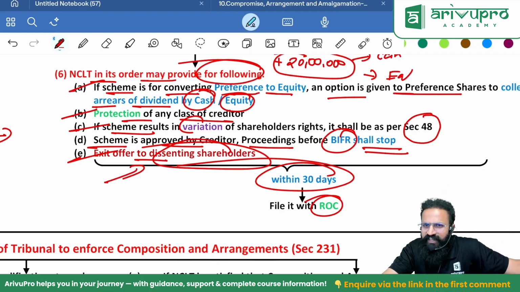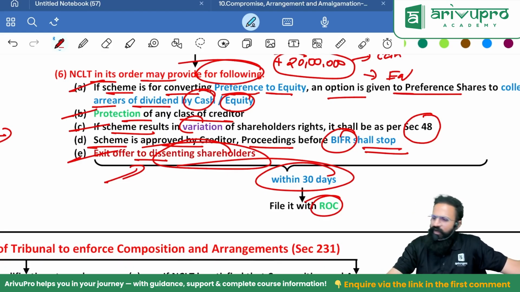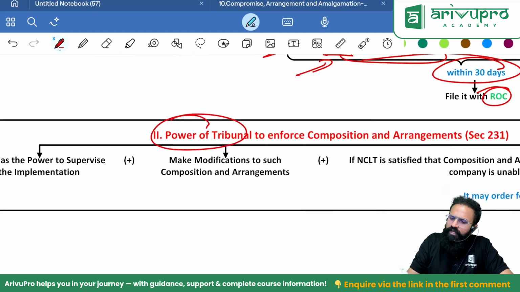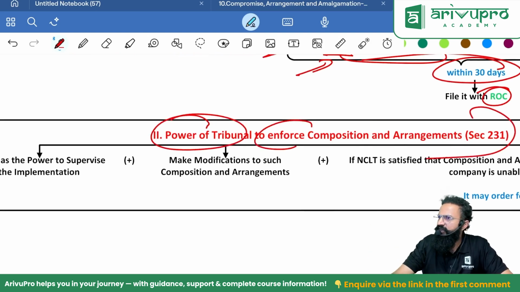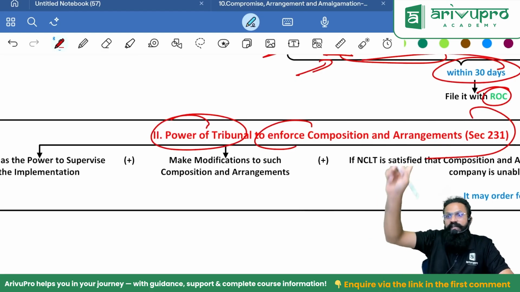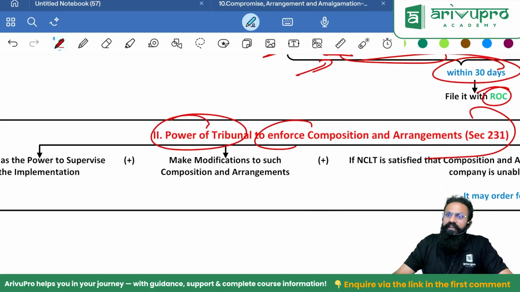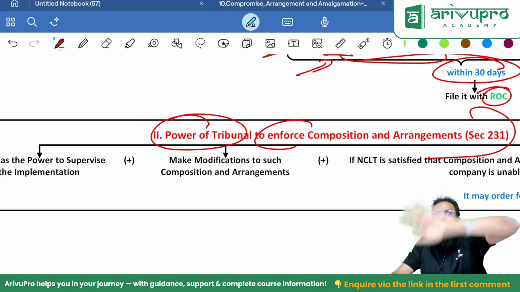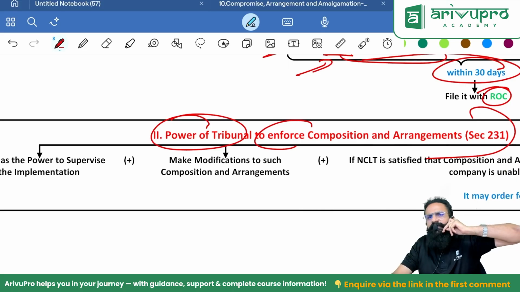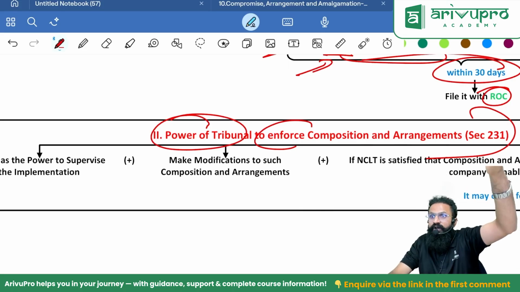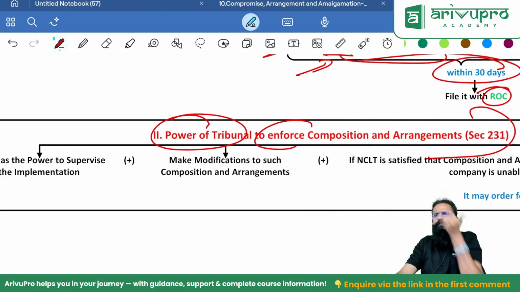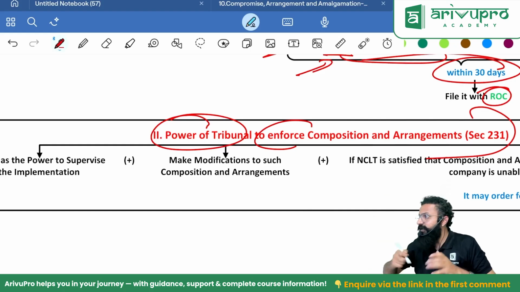The central government said, don't worry. We have one more section, that is section 231. What is section 231? It is the power of the tribunal to enforce compromise and arrangements. Whatever order is passed under section 230, that order shall be supervised by the tribunal until it is completed. At any point, if the tribunal gets to know the scheme is not being implemented as it is, the tribunal can call the parties and it may modify the scheme also.